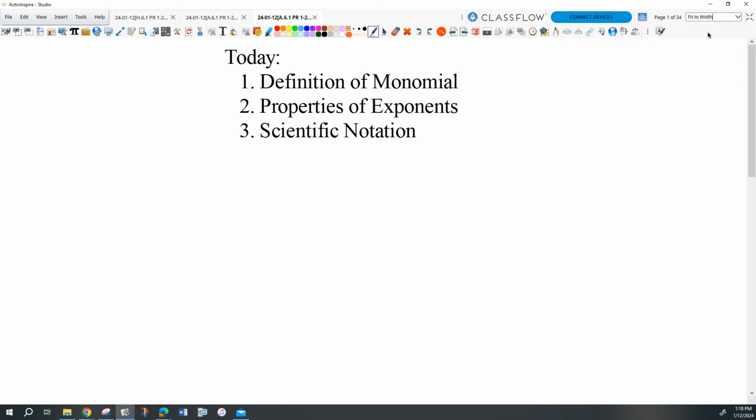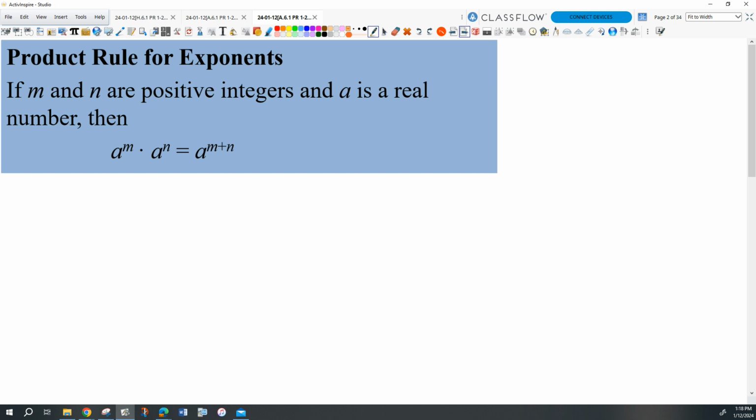Let's take a look. So today we're just going to look at properties of exponents, do a little review. So you've seen all this before in Algebra 1. You did a lot of stuff with this. We haven't really used it much this year, but we're about to use it a lot. So the properties of exponents.